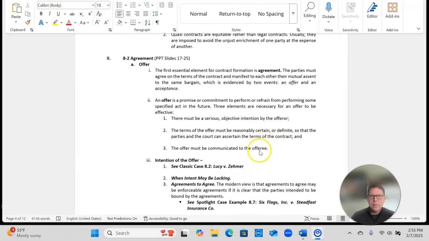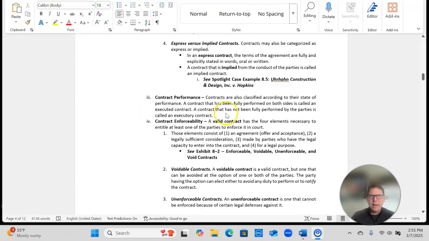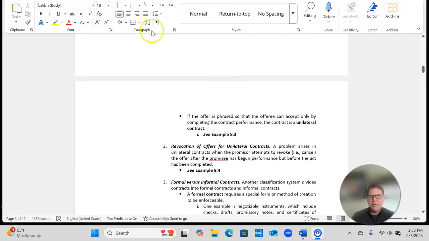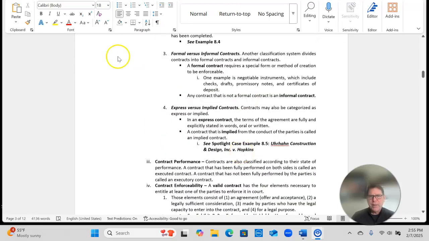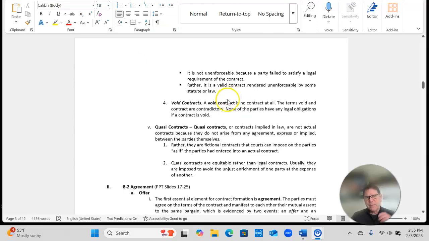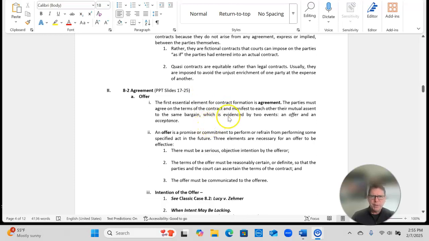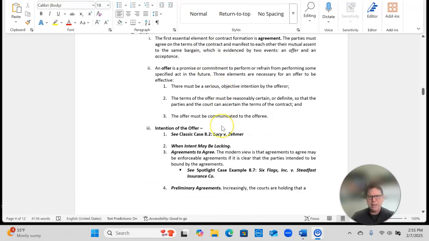So let's look at the agreement elements, which is offer and acceptance. I talked about bilateral versus unilateral here, and we'll go into some of these revocation issues, but we're going to talk about them later. Let's first define what we mean by agreement, and then define offer and acceptance.